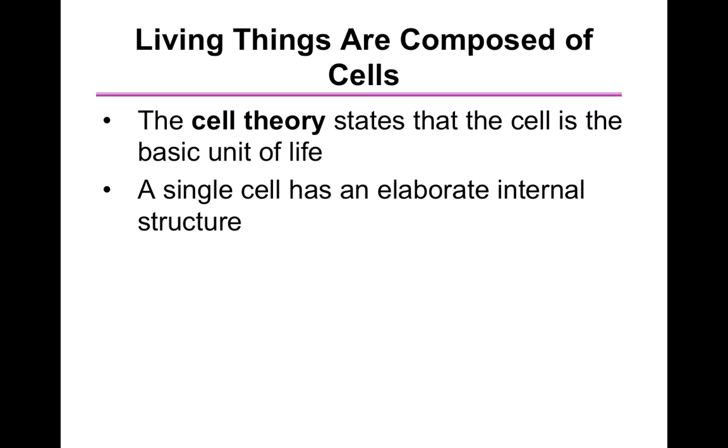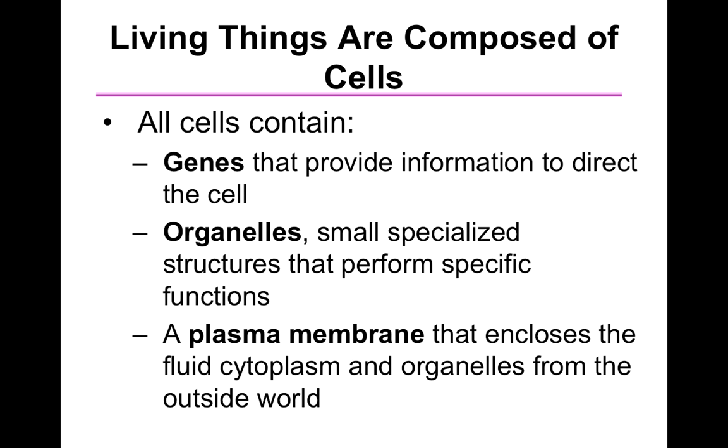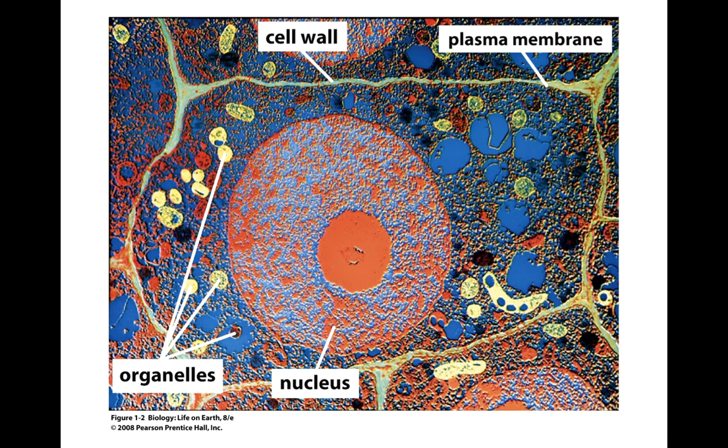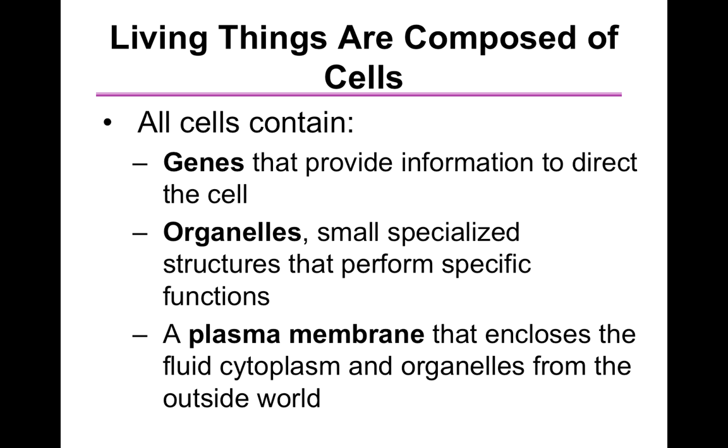Living things are composed of cells, like I was saying before, from atoms, molecules, and then cells, tissues, organs, organ systems, multicellular organisms, and it goes on, right? The cell theory states that the cell is the basic unit of life. A single cell has an elaborate internal structure, okay? Cells contain genes, organelles, and a plasma membrane, okay? Genes provide information to direct the cells. Organelles are small specialized structures that perform specific functions. The plasma membrane basically encloses the fluid, cytoplasm, and organelles from the outside world.